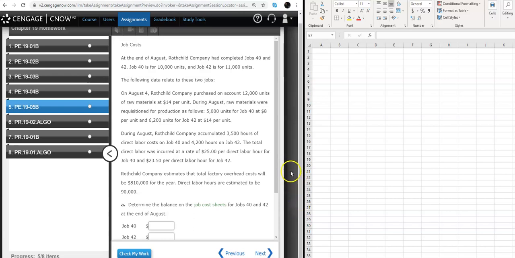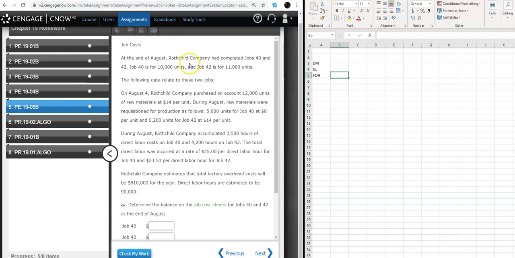Okay, I wanted to come on here and work number 5 because I had a couple of questions on it. So let's look at chapter 19, number 5 on Cengage. It's asking us to accumulate our job costs. Just as a reminder, our job costs are going to be direct materials, direct labor, and factory overhead. We directly trace direct materials and direct labor, so we'll be able to tell what those are. And then we're probably going to be allocating factory overhead, so they'll give us some information.